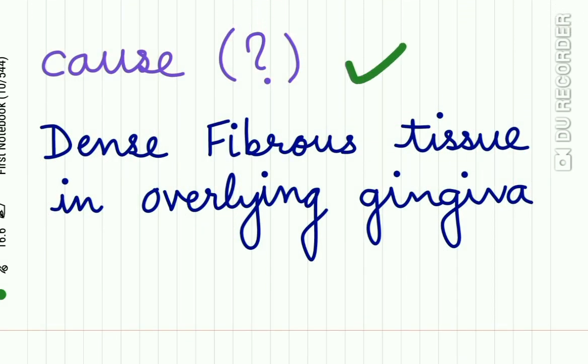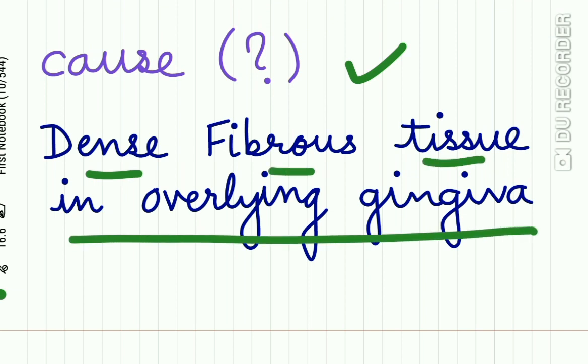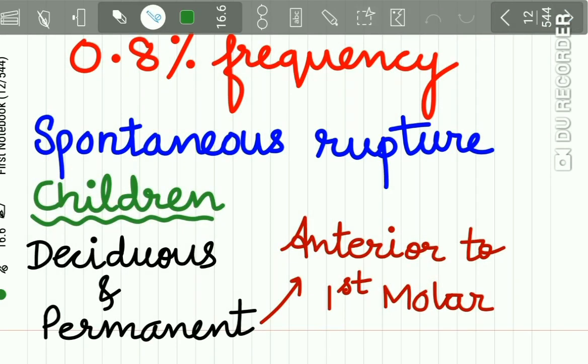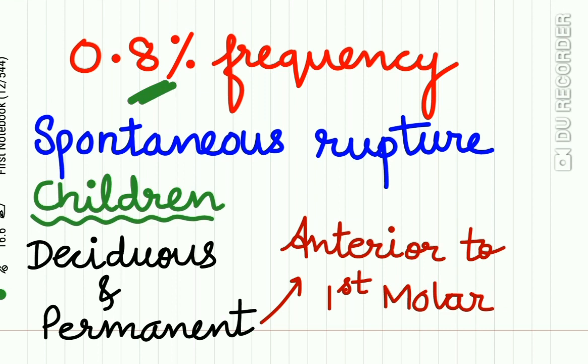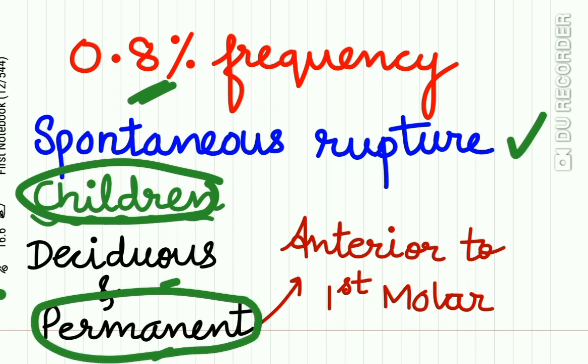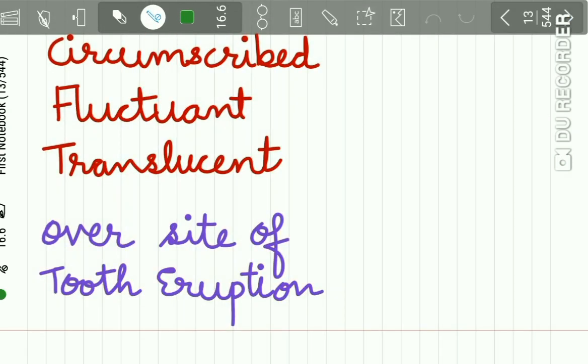So, what causes an eruption cyst? Dense fibrous tissue in the overlying gingiva may be responsible for the eruption cyst to happen. Now, the clinical features: frequency is low, only 0.8%. In most cases, the eruption cyst undergoes spontaneous rupture. Children are mostly affected, and both the deciduous and the permanent dentition are involved, but the permanent dentition is more common, and the teeth anterior to the first permanent molar are more affected by eruption cyst.